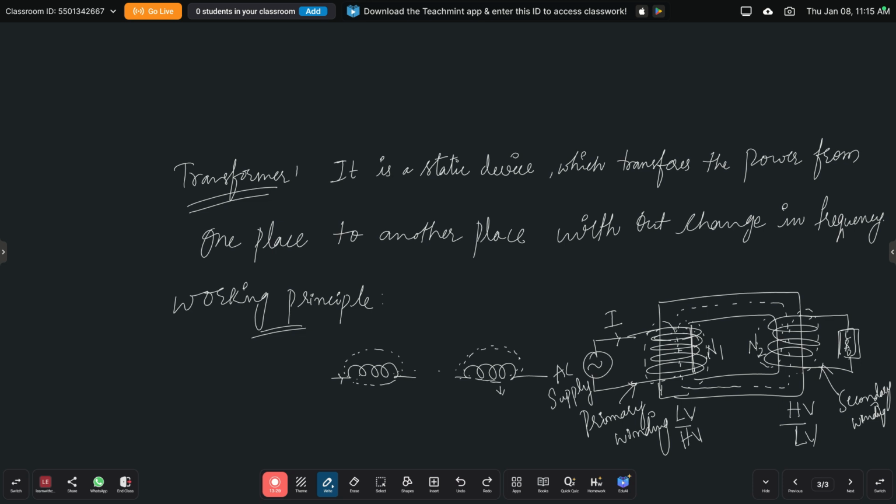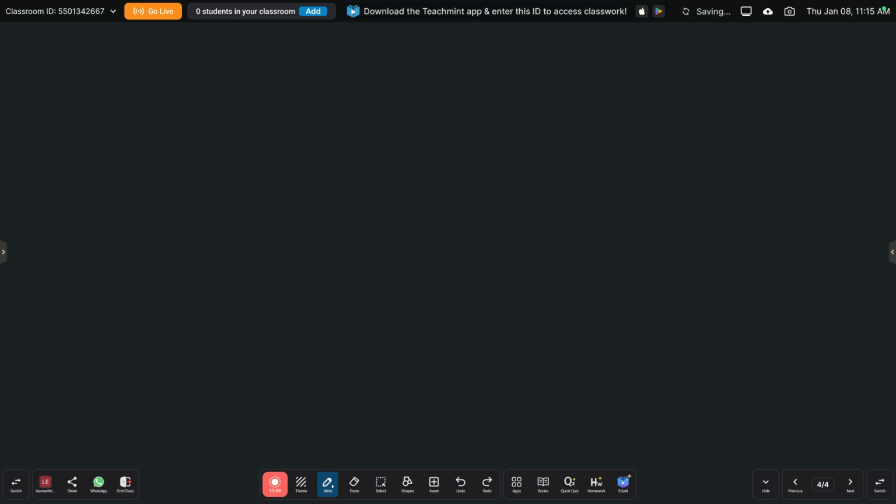So on the primary side, we connect N1 number of turns, and on the secondary we have N2 number of turns. The graphical representation of a transformer, we are going to represent like this.